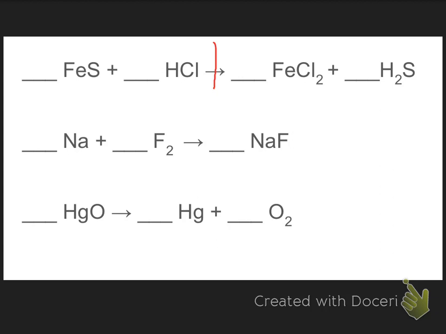I'm going to start with looking at my irons, which is Fe. I have 1 iron on the left-hand side, 1 iron on the right-hand side. So far, we are balanced. If I look at my sulfurs, I have 1 sulfur on the left-hand side, 1 sulfur on the right-hand side. Again, so far, those are balanced. Moving on to my hydrogens, I have 1 hydrogen on the left-hand side, but I have 2 hydrogens on the right-hand side. That is unbalanced.